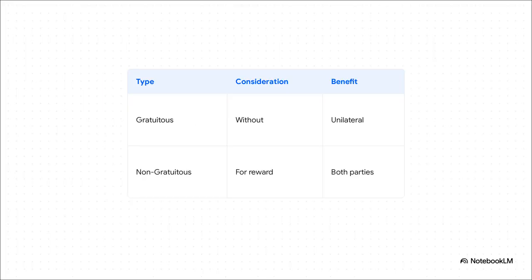Let us compare the 2 primary categories. Gratuitous bailment, made without consideration and can be terminated at will, subject to conditions. Now compare that to non-gratuitous bailment, made for reward or consideration, where both parties derive benefit. Now consideration is the legal quid pro quo, something in return. If I lend my friend a book for free, it's gratuitous. If I rent a car for a daily fee, it is non-gratuitous. I strongly advise you to draw this exact comparative table format on your answer sheets. It shows the evaluator immediate conceptual clarity.